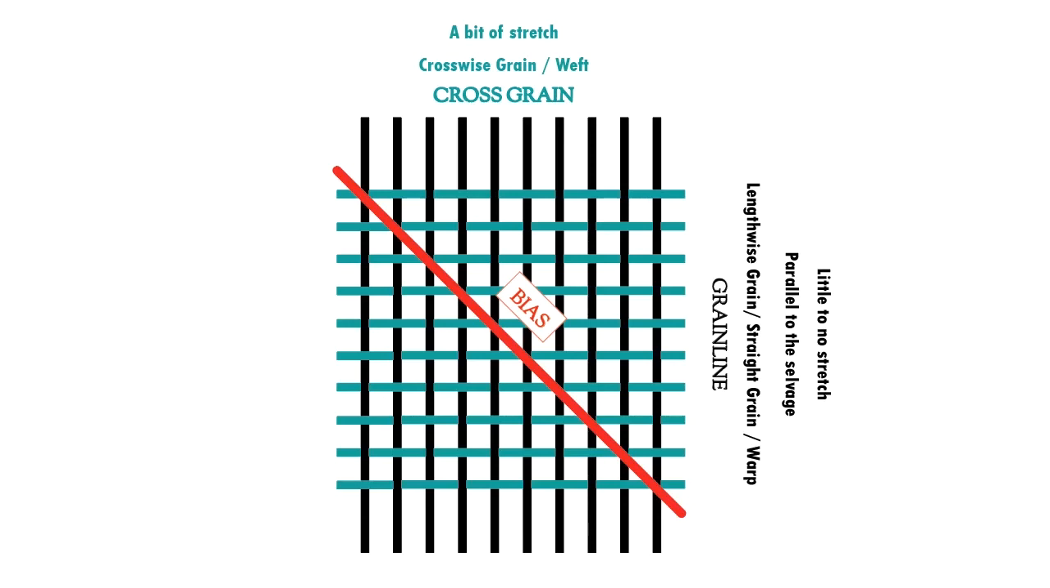The bias grain of a fabric runs diagonally and can be found at a 45-degree angle to the other two. This direction of a woven fabric has the most stretch.